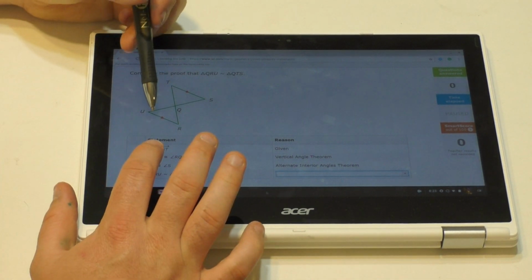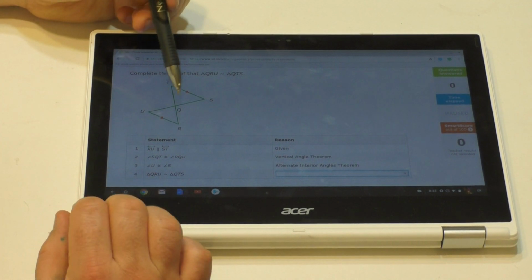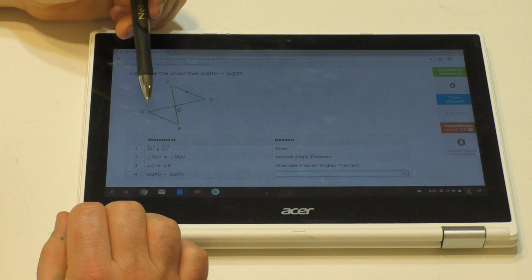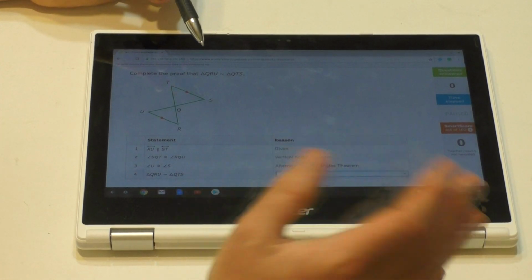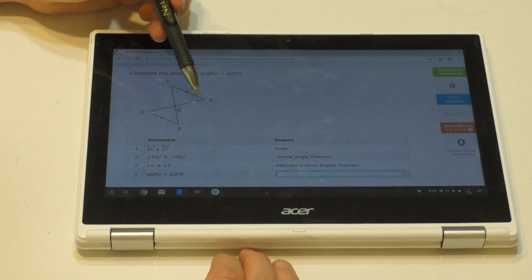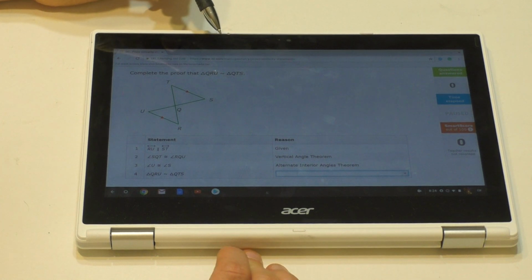It's given that these two lines are parallel. It says that this angle and this angle, SQT and RQU, are equal to each other. They say it's vertical angles there, and perfect. You've got these alternate angles, angle U is equal to angle S, again across the transversal inside the parallel lines, alternate interior angles.